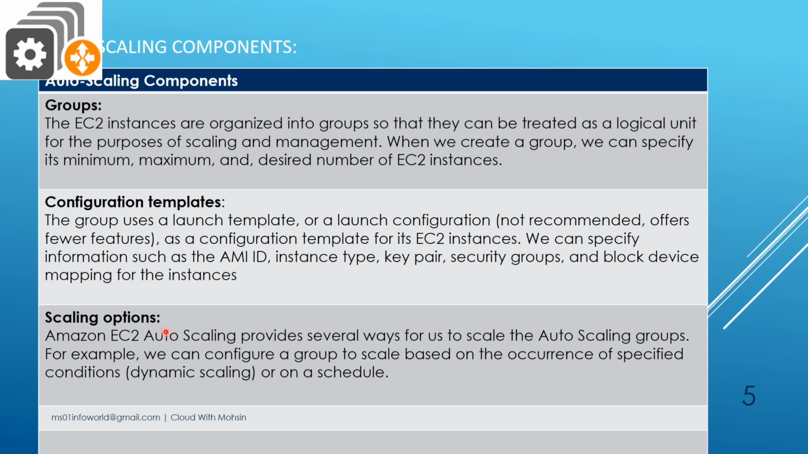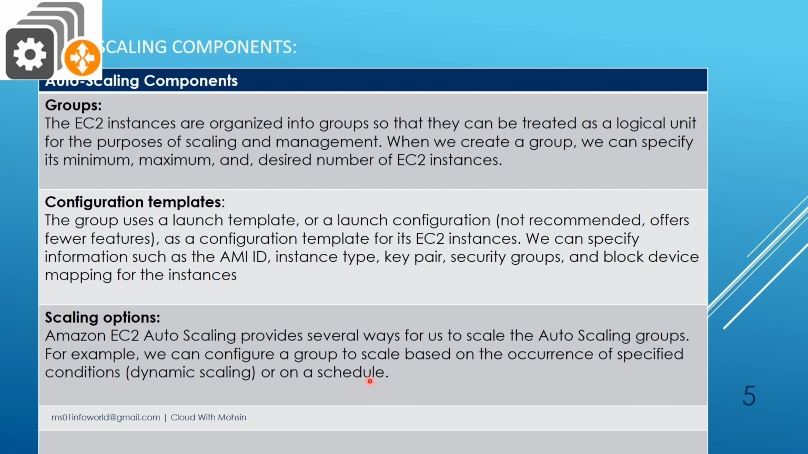Then we have scaling options. There are various scaling options, for example dynamic scaling or scheduled scaling. For example, if the traffic on your website is very high on Monday morning from 9 a.m. to 1 p.m., you can schedule scaling, and between 9 a.m. and 1 p.m. the capacity will be increased by auto scaling, and it will be reduced after that. That is called scheduled scaling.